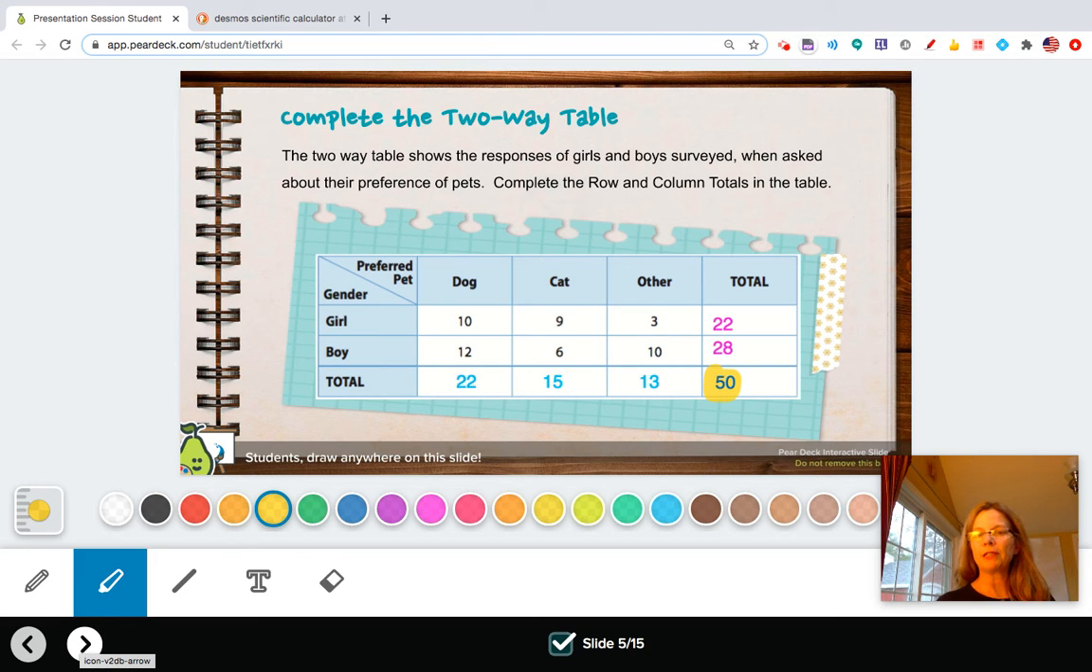And so we could make some inferences about this table. We could say, what is the joint relative frequency of girls who prefer cats? And that would be 9 out of 50. Or we could say, what is the marginal relative frequency of girls who answered this survey? And we would look across to girls and we would say 22 out of 50. So we're going to get practice answering questions from a table.